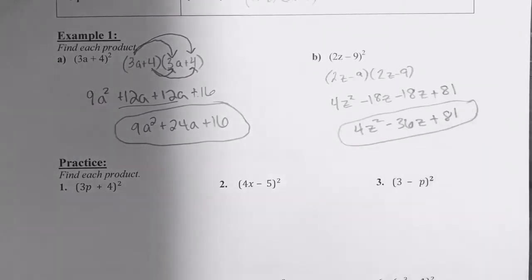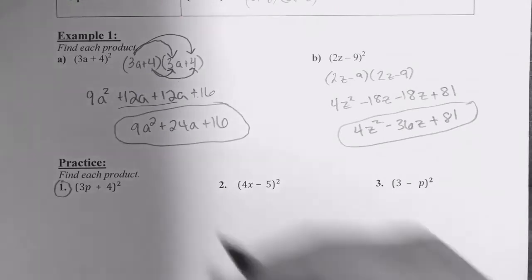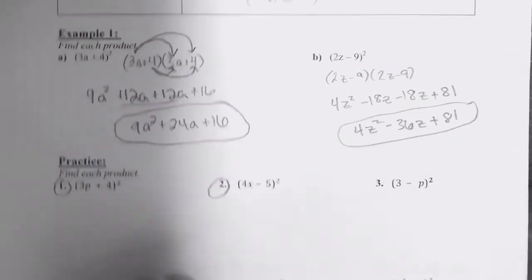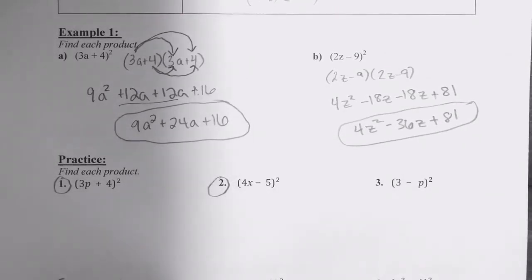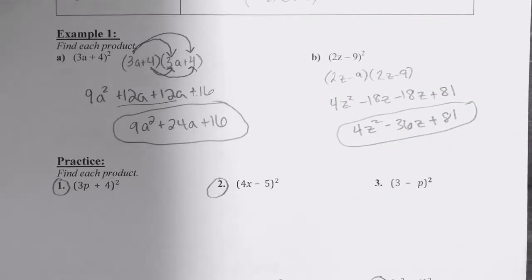All right, I want you to go ahead and pause the video, and I want you to try numbers 1, 2, 4, 7, and 9, and 6. All right, so I want you to try all those. Go ahead and pause the video and try them.